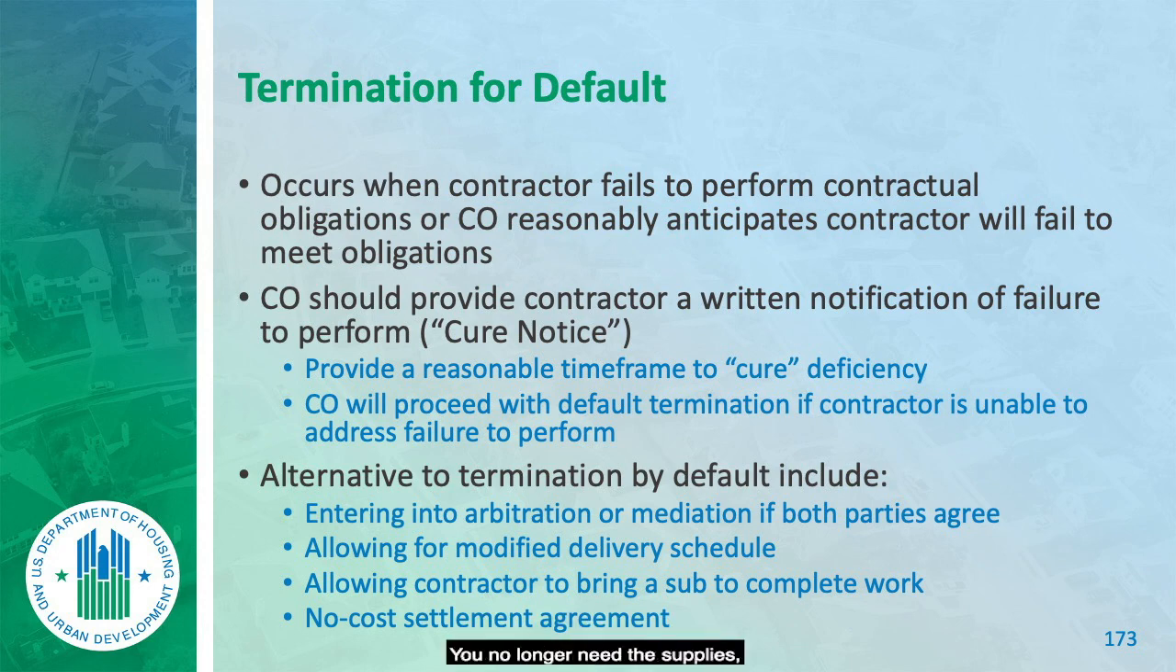Termination for convenience: you no longer need the supplies or you no longer can fund the procurement. You've got to negotiate a fair settlement of profit. It's going to be around 10% probably, but that's a good round figure to start with.